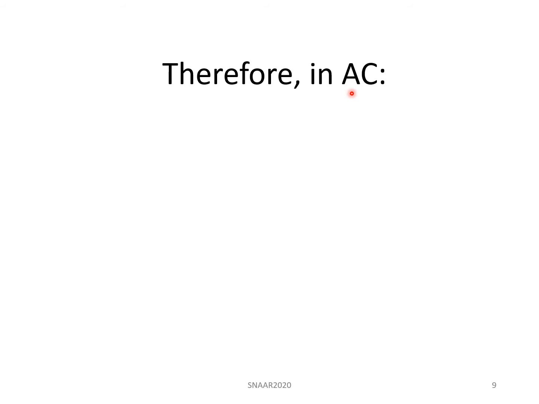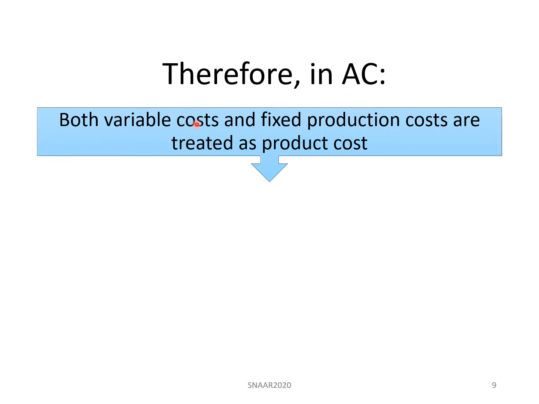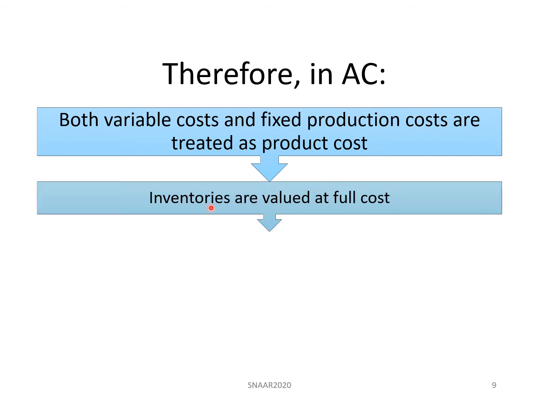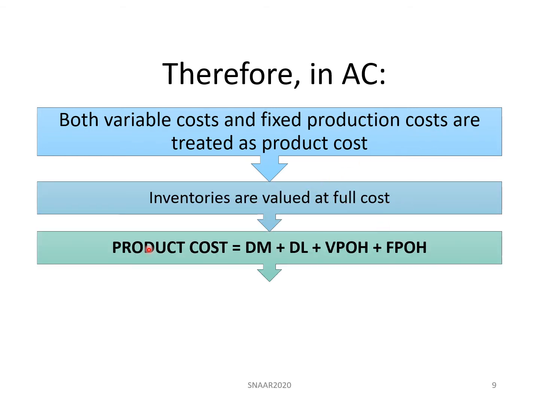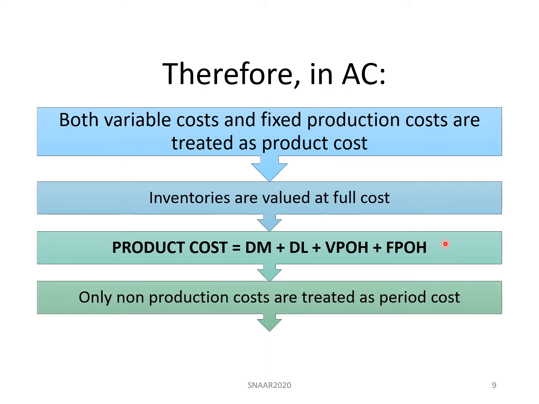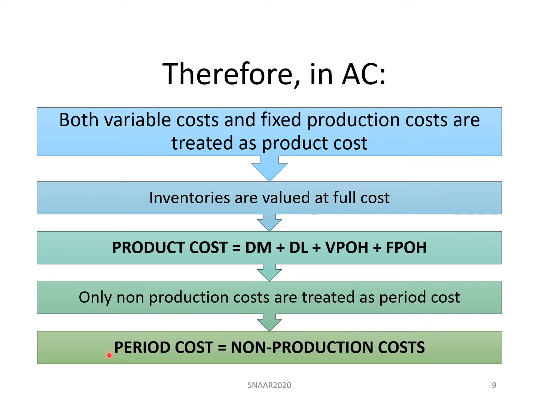Therefore, in absorption costing, both variable cost and fixed production cost adalah product cost. Inventories, kita akan value dia at full cost. Therefore, the product cost equal to direct material plus direct labor plus variable production overhead plus fixed production overhead. Only the non-production costs are treated as period costs. So, the period cost equals to the non-production costs.